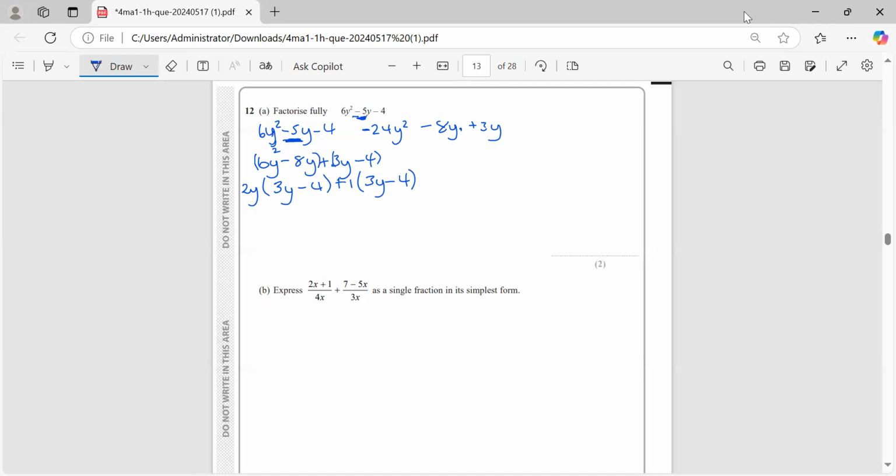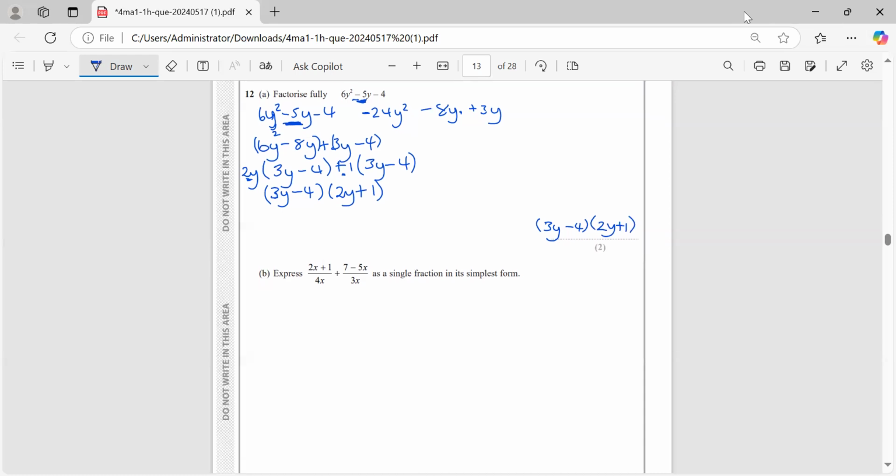And then I'm going to take this repeating bracket, 3y minus 4. So I now have 3y minus 4. This is my first bracket. And then take this 2y plus 1. So this is now your answer. If you factorize fully 6y squared minus 5y minus 4, you're going to write 3y minus 4 and 2y plus 1. All right.